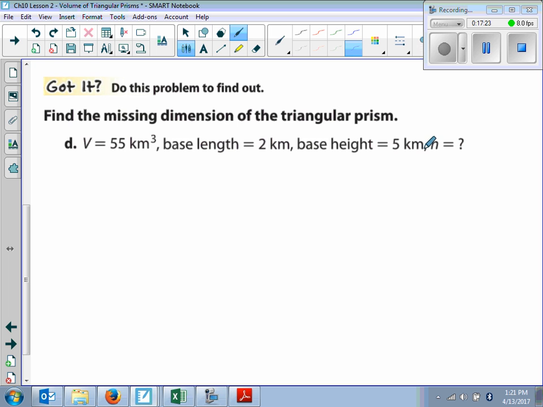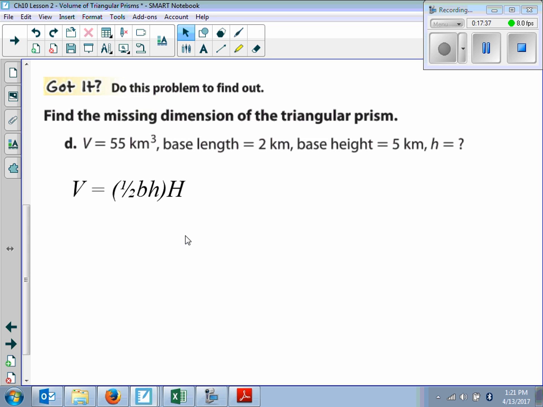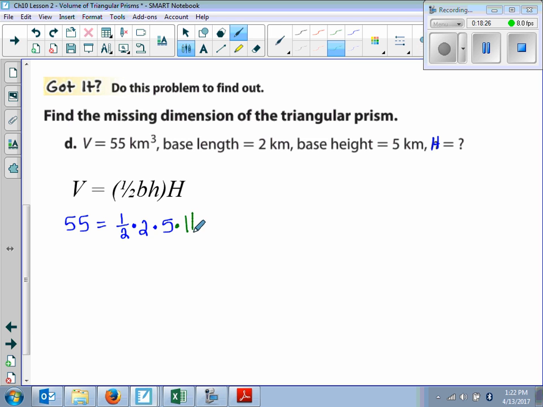All right. So here we want to solve for the missing dimension of the triangular prism. So once again, I want you to start with your detailed formula. Make sure you write it down. So now we want to substitute in what we know. They gave us the volume, the base length, and the base height. And we're going to solve for the height of the prism. Got it? So we substitute in. They give us the volume, which is 55. They give us the base, so that's 1/2 times the base length, which is 2, times the base height, which is 5. And then we're going to solve for that capital H times H.